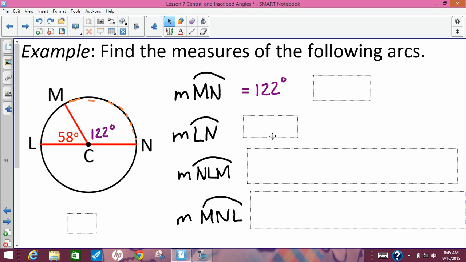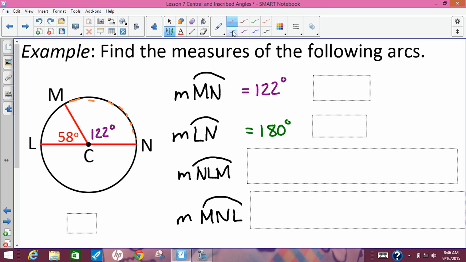The arc from L to N, we can see is a semicircle, so it is 180 degrees. The arc that starts from N and ends at M and goes in the direction of L, so arc NLM, that's a major arc, and we can find its measure by adding this semicircle of 180 to this arc LM, which is 58. We just add those two things together and we get 238 degrees.